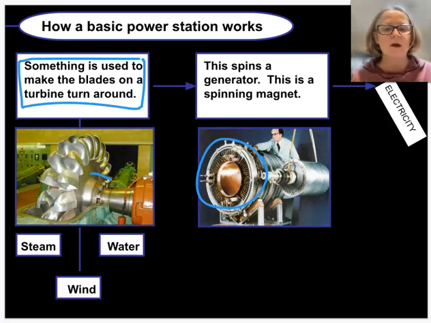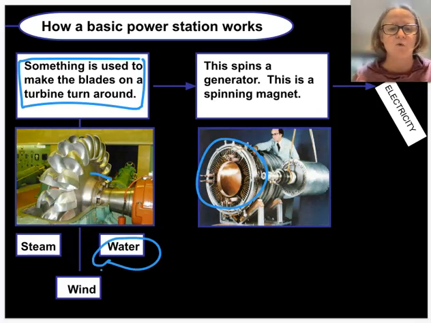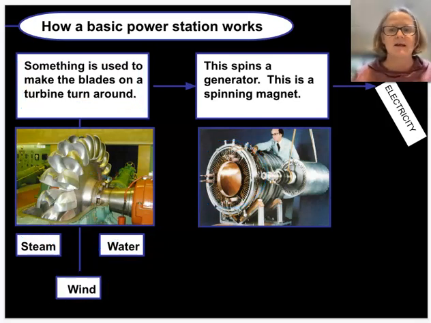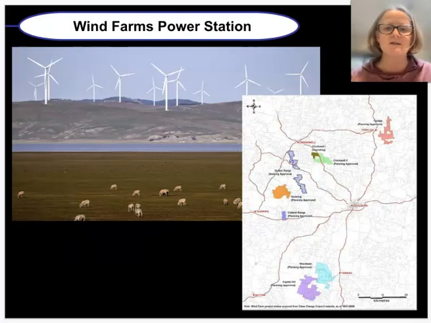There are lots of different ways to cause the giant fan or the turbine to spin. We're going to consider ways of making it spin directly using water and wind, and we can also make it spin by generating steam. So let's start off with direct ways of making the turbine spin. And that first way is wind.